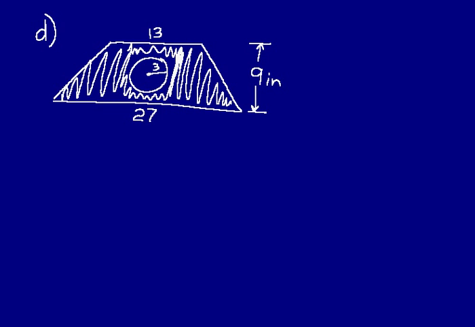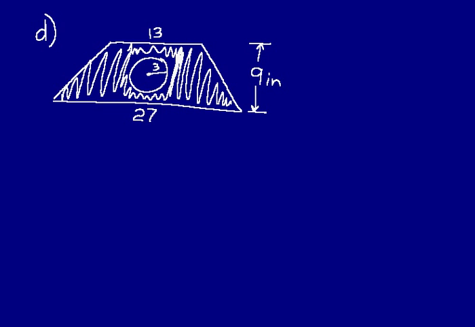So what you do is you figure out the area of the bigger shape. You figure that out first, and then you go back and subtract out that smaller part that's not shaded. So here what we'll do is we'll figure out the area of the trapezoid first, then we'll go back and subtract out the area of the circle, and that will give us the area just of the shaded region.